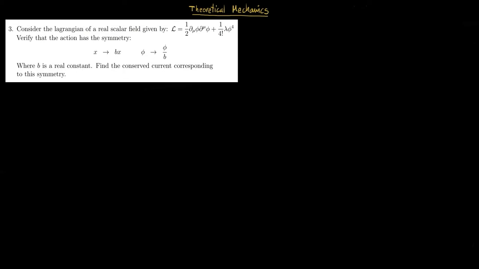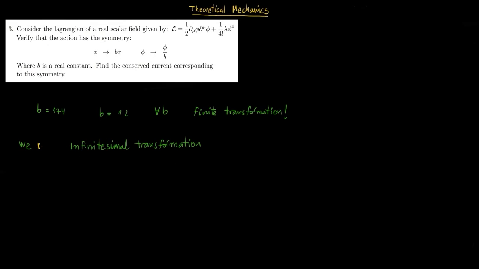Well, the first thing to see is that as this symmetry is defined, it's finite. Why? Because B, this parameter, can be, for example, 174 or 12, so it's valid for any B. This is the reason why this transformation is finite. But the thing we need is an infinitesimal transformation, which means close to the identity. But what is the identity in this case?